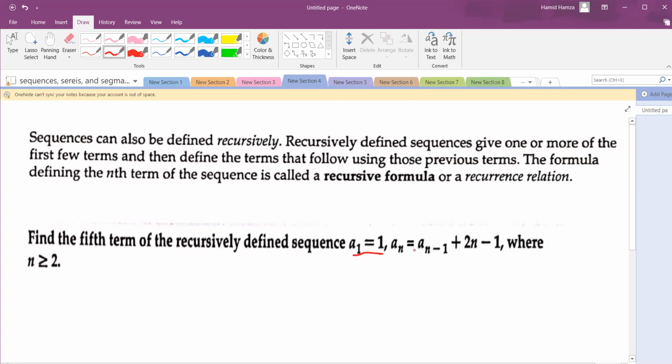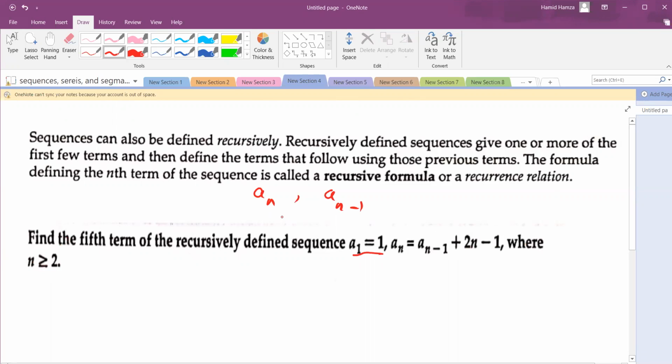So a_n equals a_(n-1) plus 2n minus 1, where n is greater than or equal to 2. These two terms, a_n and a_(n-1), are successive, next to each other. Find the fifth term.